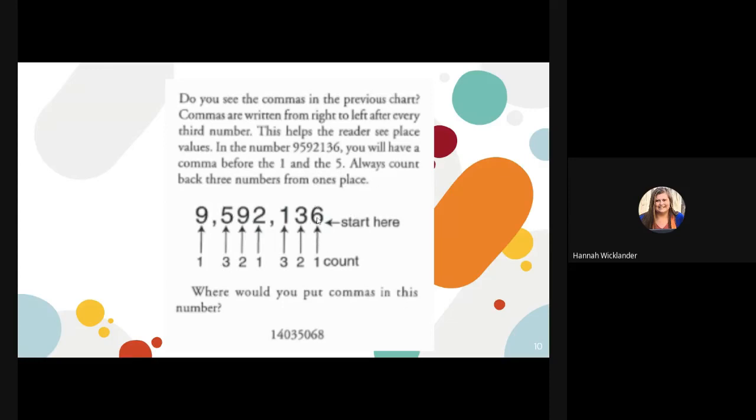So the last digit is the ones place, and then we're going to count 3 digits, 1, 2, 3, and place a comma. And then if there's more numbers, you count 3 again, 1, 2, 3, and place a comma. So where would you put commas in the number 1403568? So in this number that I'm putting in the chat, where would you put the commas? Put your answer in the chat where the commas would go.